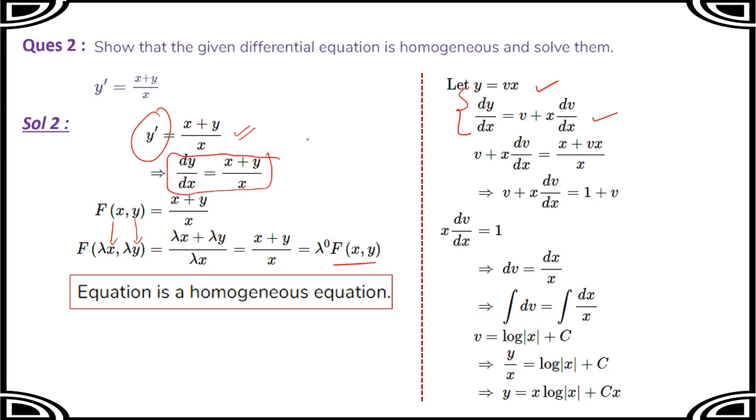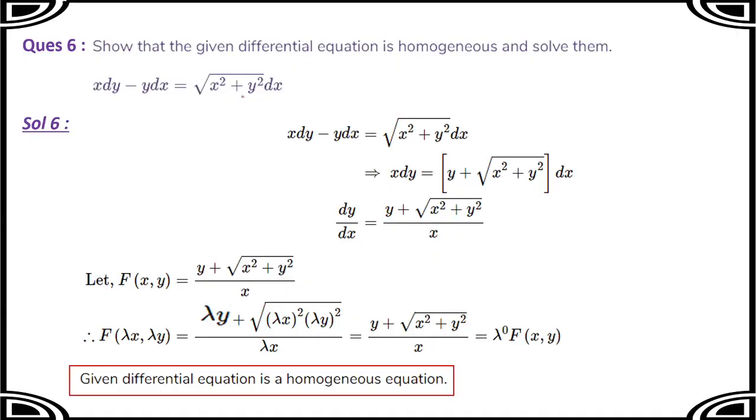Instead of dy by dx, we will write v plus x dv by dx equal to x plus y. Y is what? Y we have taken as vx. So x plus vx upon x. Now split it, 1 plus v, and this v and v cancel. Separate the variables: x dv by dx is equal to 1. So let's take this dx and x on the right side, and then after that integrate and get the answer.